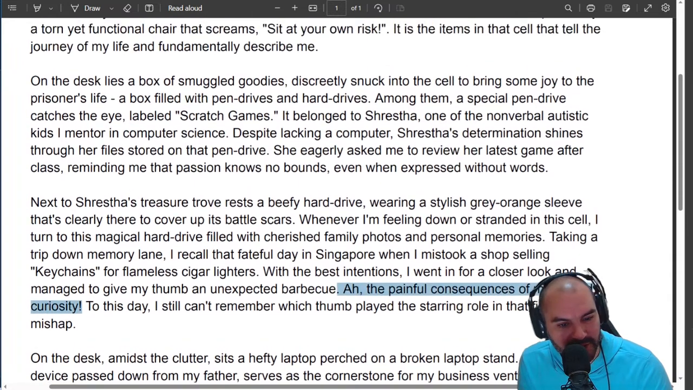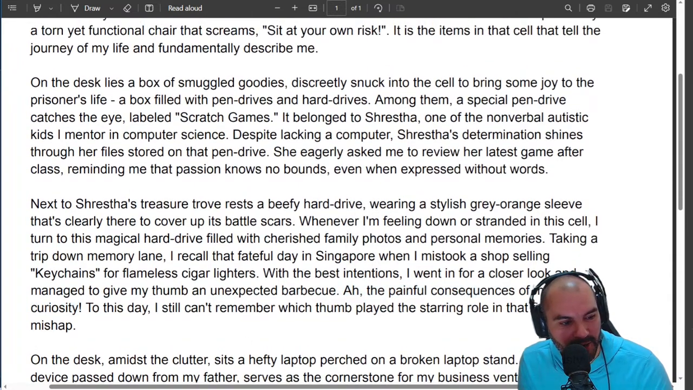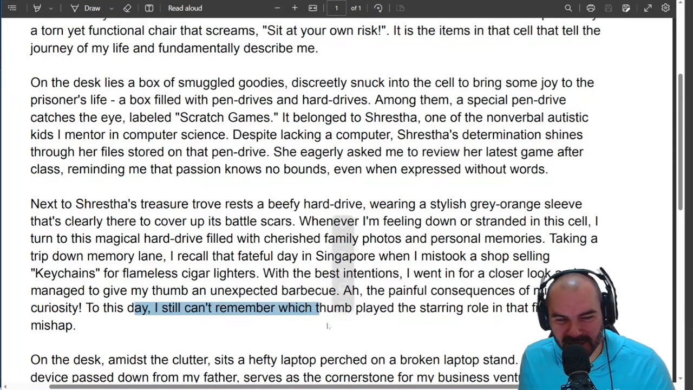I like this little exclamation of yours. I would actually end the paragraph on that. I would take out this line because it kind of undermines it when you say you can't remember which thumb. If you can't remember, then it might not have been that significant. So that's something I would probably kill.